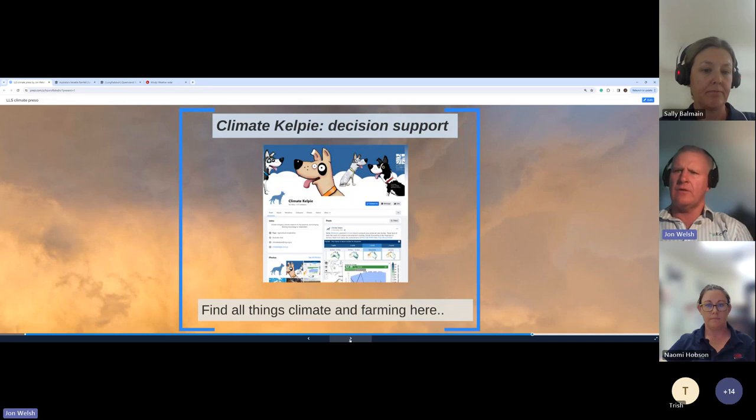Climate Kelpie, I had a look at this, and we were involved in contributing to this in the cotton industry. They've done a lot of work in housing all the decision support. That website seems to be down at the moment, but there is a Facebook page alive. There's lots of really good information there, and educational and research information on all these farming decision tools that you can have a look at.